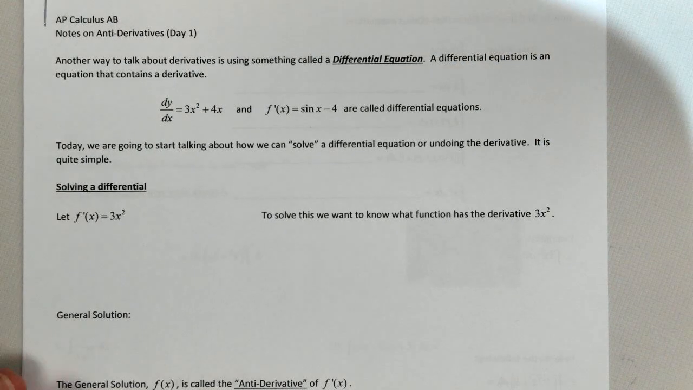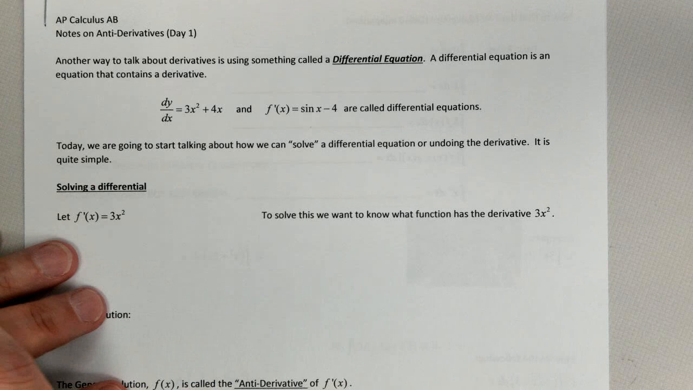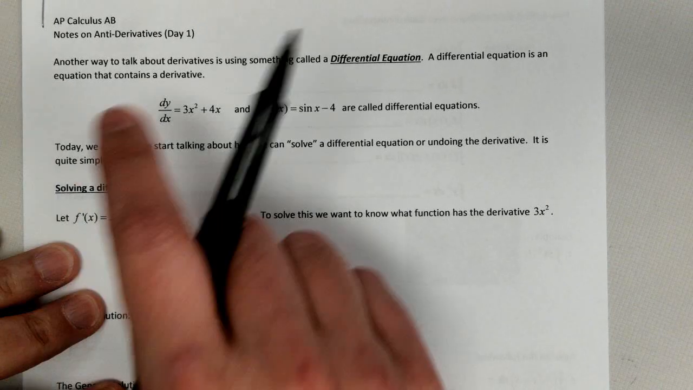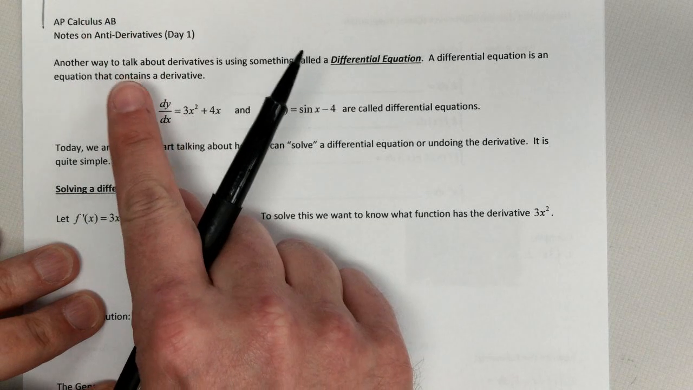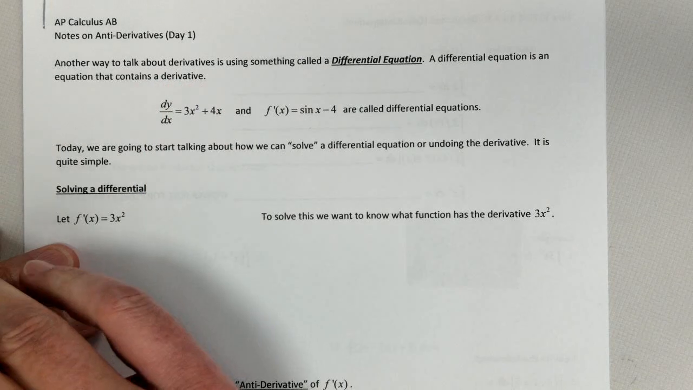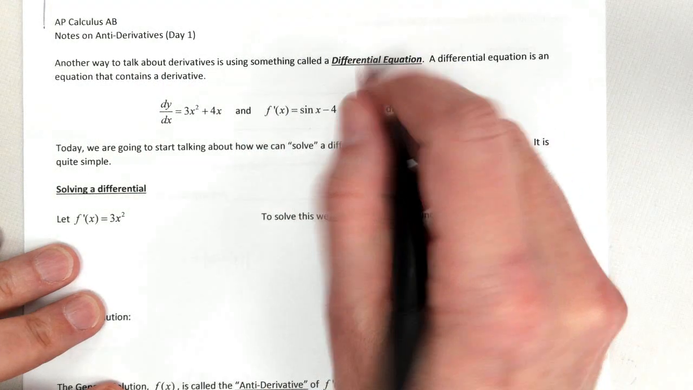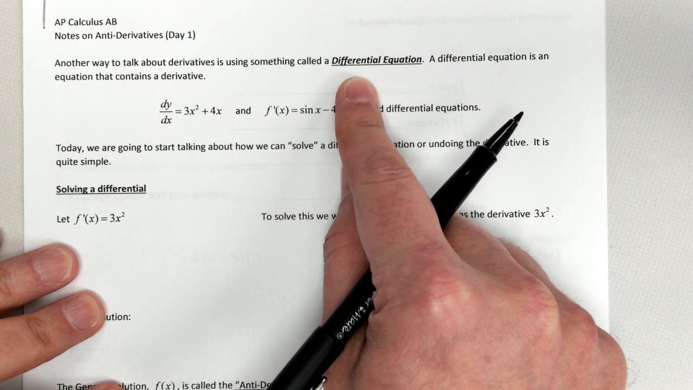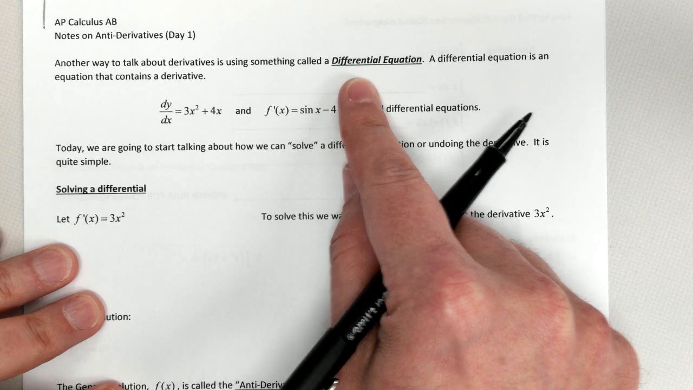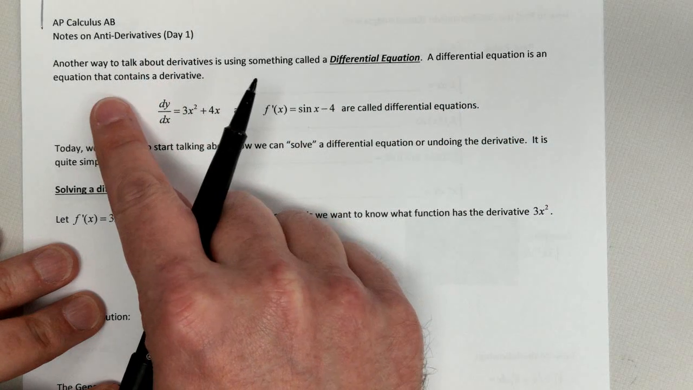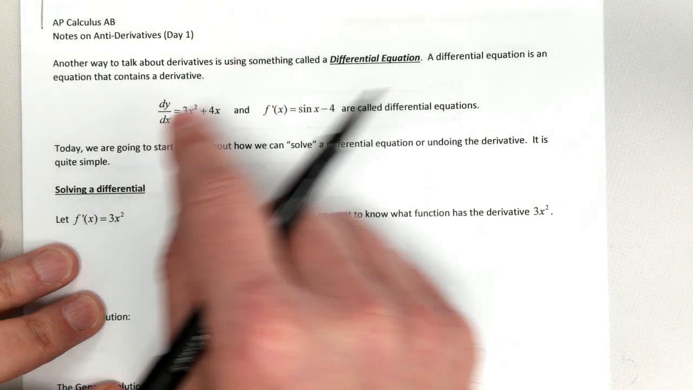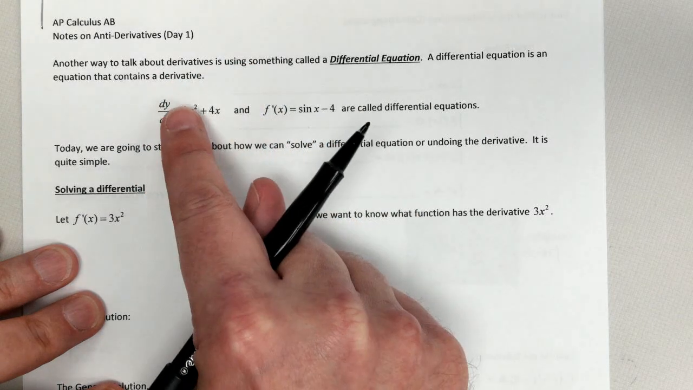Hello, welcome back to part 2, and we're going to continue our discussion today on the antiderivative. Another way we can talk about derivatives is using something that we call a differential equation. Very simply, a differential equation is any equation that contains a derivative. And we have a couple of examples down here.